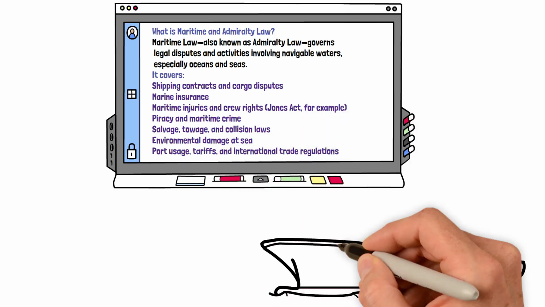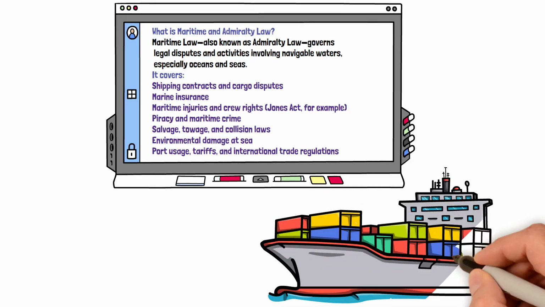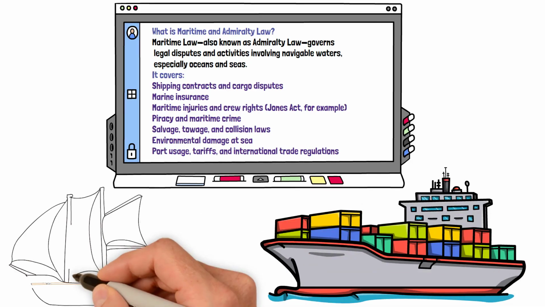This law applies to commercial shipping, passenger cruises, offshore oil rigs, fishing vessels, and even private yachts in some cases.